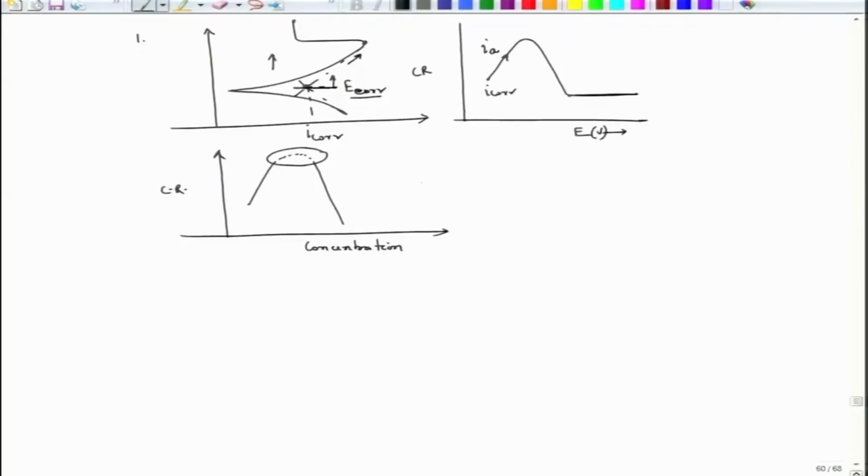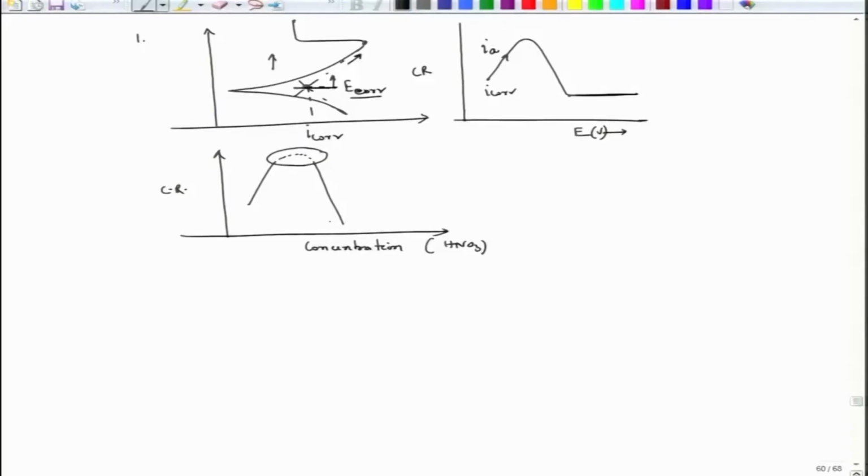Another portion is basically the concentration effect, that means HNO3, where I could have a similar situation. As the HNO3 concentration reaches a critical level, the corrosion rate reduces to a great extent after taking a peak, and then it maintains a constant level over a certain concentration zone. This is one part, and this is one.